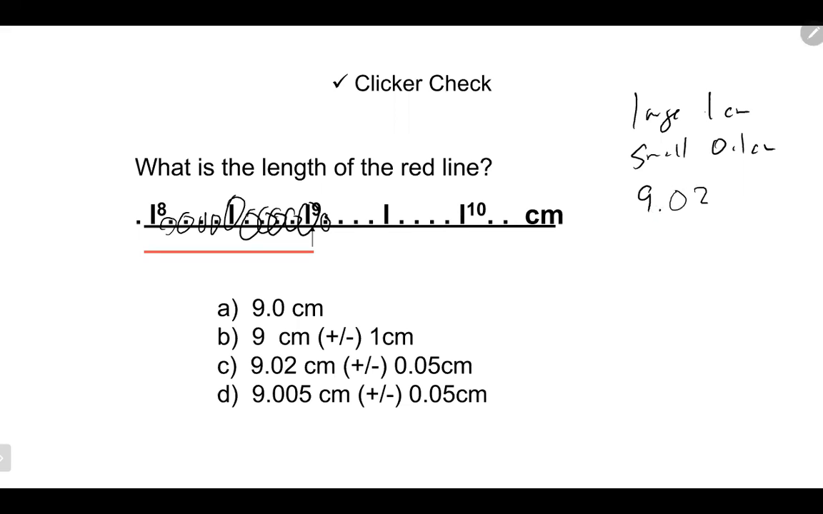So 9.02, once again, with our marking here being 0.05 centimeters. We get that again by doing that. Also tells us how far we should take the reading. 0.05, 2 decimal places. That's how far we should take the reading in that case.